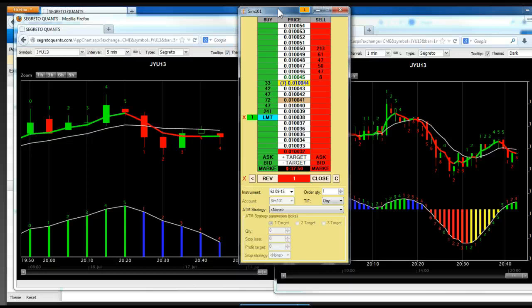Gene, when do I get out? See this limit order sitting right here? I'm waiting for this price action to come down and fill me so that it says 37.50 right there. So this is where I get out.